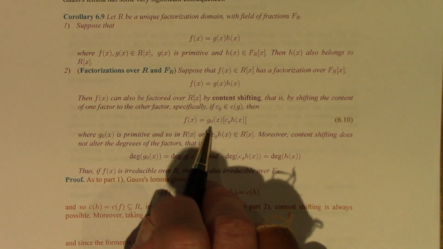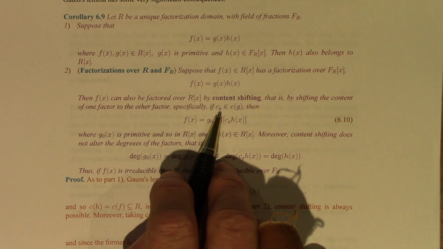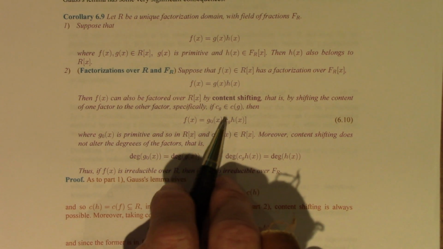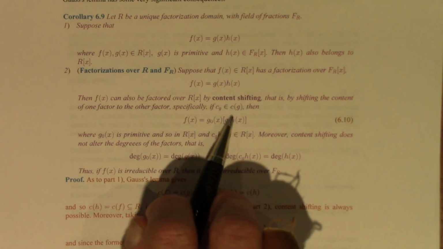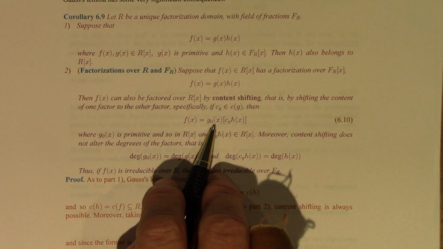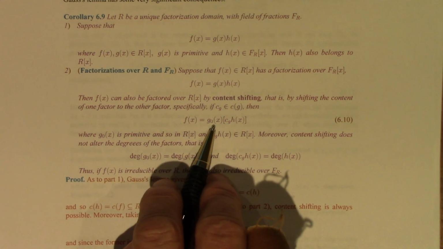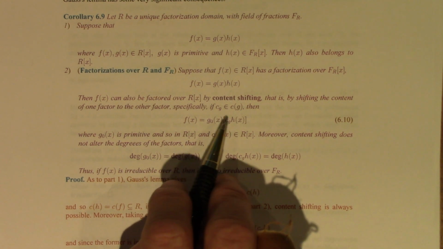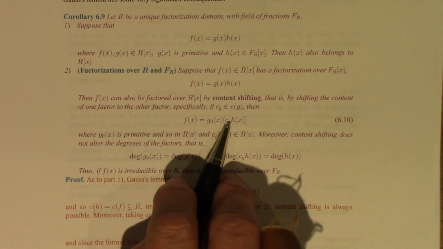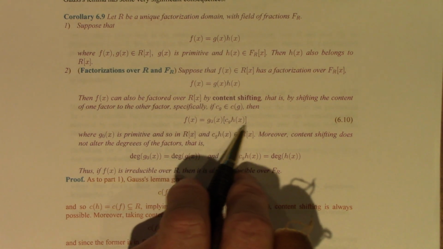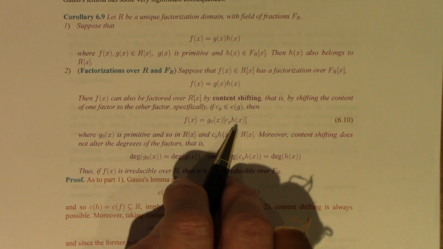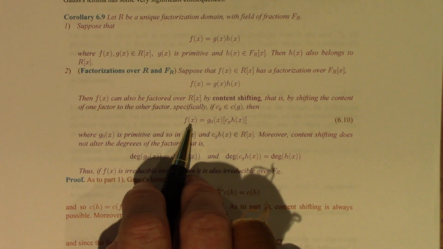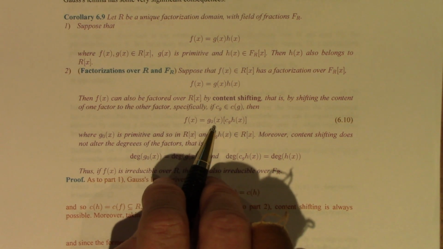What we do is we take the content of G, call it C sub G, any content. C sub G is, if we factor it out of G, we get G naught of X. This is primitive, so it's in R. And we take the C of G and we put it over next to H. This then is a polynomial that is over F sub R. This is over R. This is primitive.